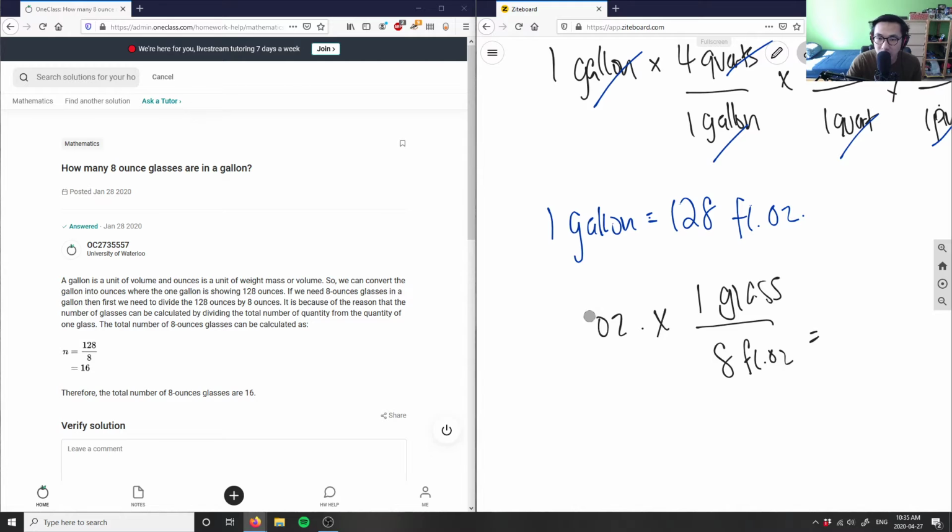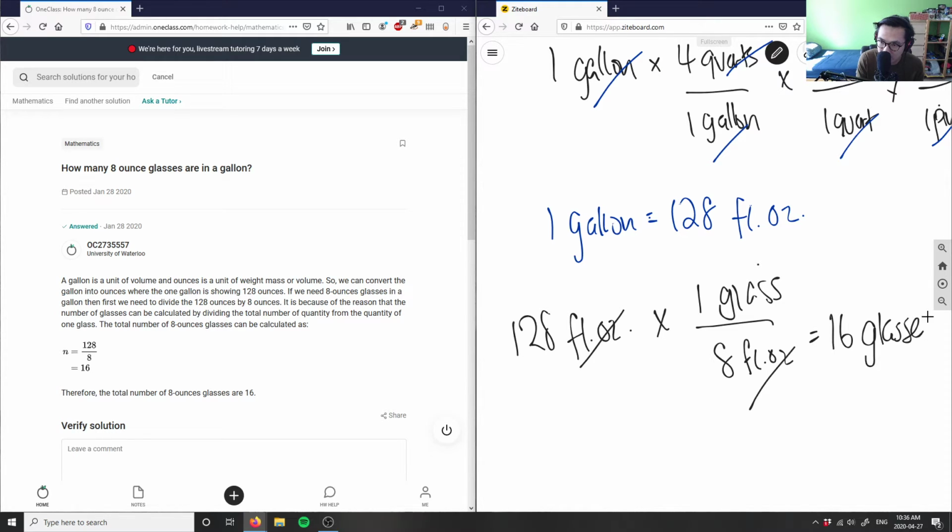And let me just correct my units here. This is 128 fluid ounces. There we go, 128 fluid ounces. So these fluid ounces cancel out. I have 128 times 1 over 8, or 128 divided by 8, and this would give me 16, and then I'm left with just glasses here, right? That's going to be my unit of choice here. 16 glasses will be the correct answer for this solution here.